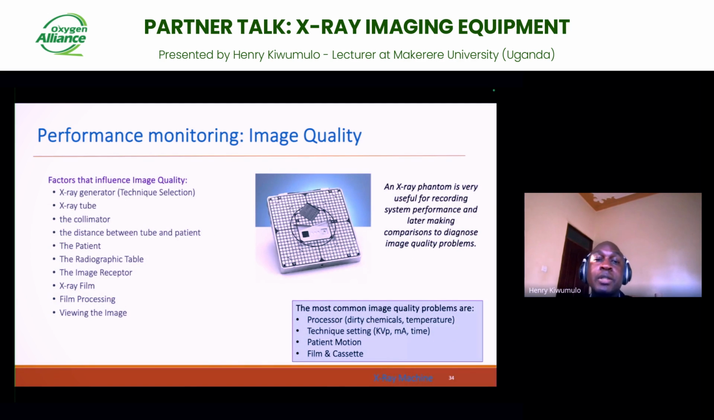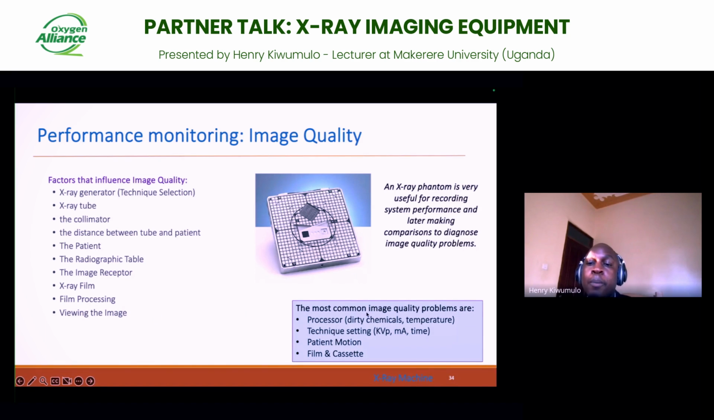Still under performance monitoring, image quality. Of course, this is the end result of an X-ray machine. Image quality is what you tell from, but there are some factors that can influence this quality, like the generator, the tube, the collimator, the distance, the patient. So all these factors can, of course, culminate to the image quality.